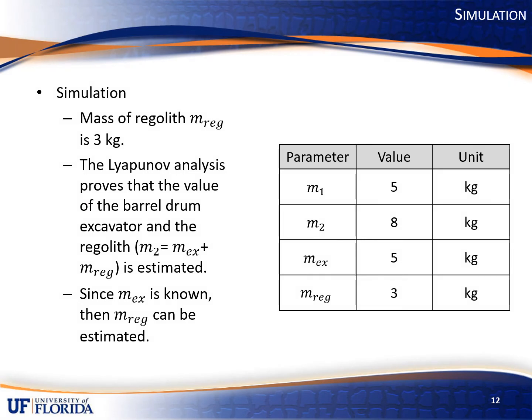To show the performance of our developed technique, we perform a simulation. In our simulation, we pick up 3 kilograms of regolith, and the parameters of the lifting arm and barrel drum excavator are shown on the right there. Our Lyapunov analysis shows that we'll be able to exponentially estimate the M2 term, which is the sum of the excavator and regolith masses. So once we determine M2 online, we can subtract the mass of the excavator, and therefore we have an estimate of the regolith only.